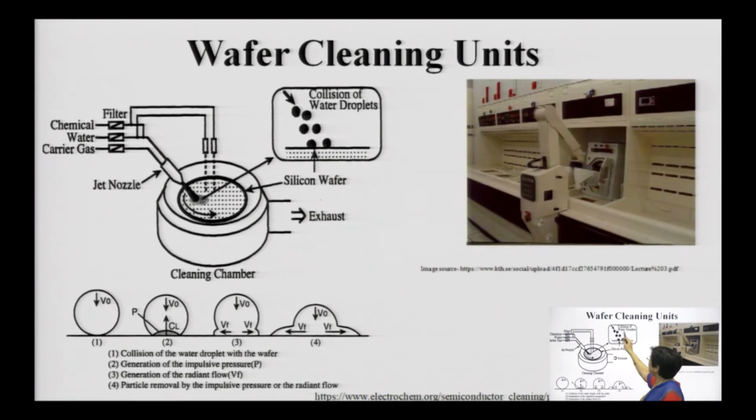See, here it is showing the collision of water droplets with the particles with spray. The water will come forcibly and react with this particular substance or foreign particle. The collision of the water droplet then generates impulsive pressure, which is forced upon that particular particle, and then a radial flow is automatically generated. The particle will be removed by the impulsive pressure and radial flow.